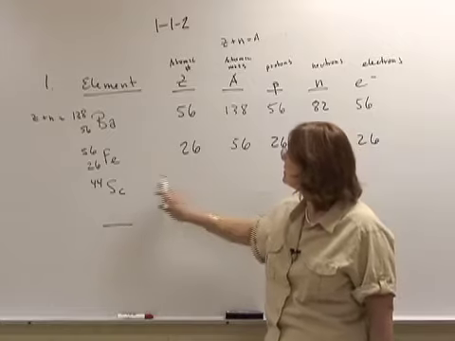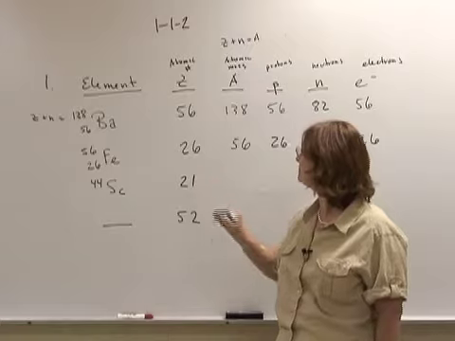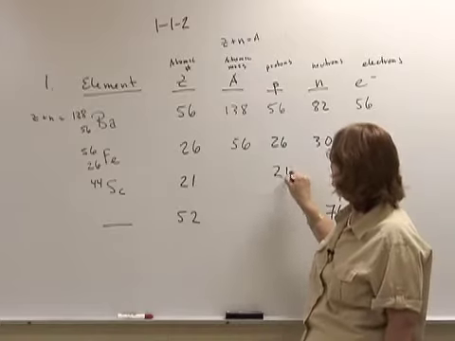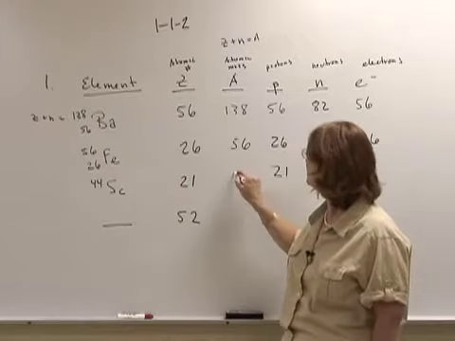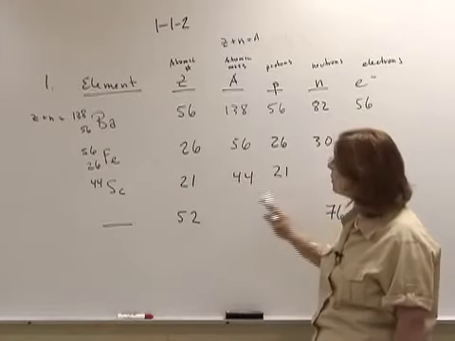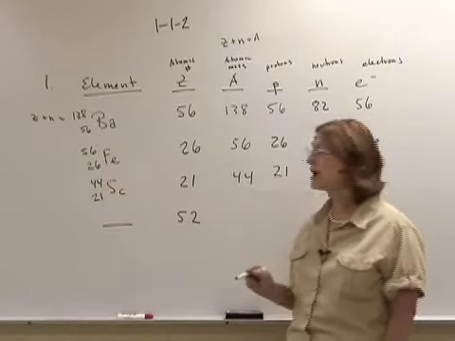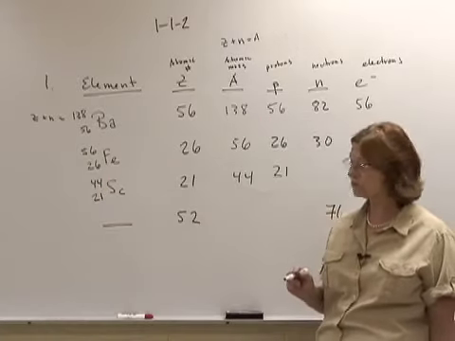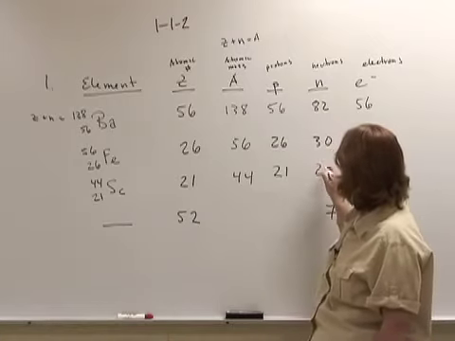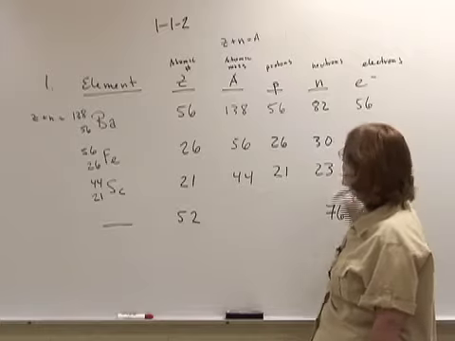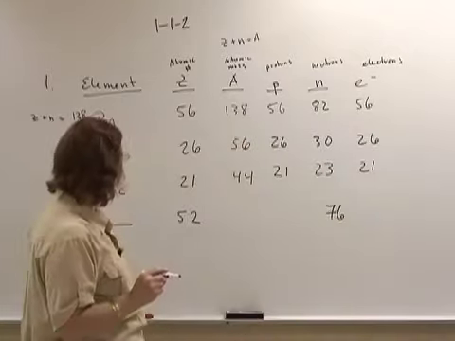Scandium here, the atomic number for scandium is 21, and therefore it has 21 protons. Its atomic mass was given as 44. The number of neutrons is the difference between the atomic mass and the number of protons, and that would be 23. And then we have 21 electrons as well as protons.